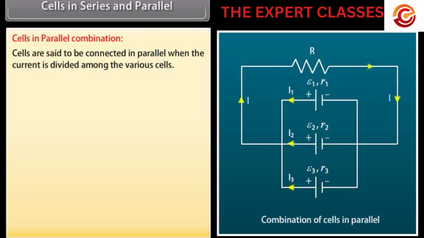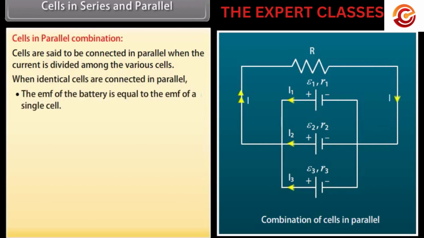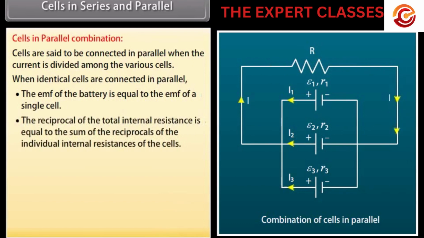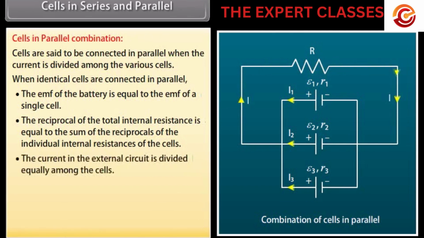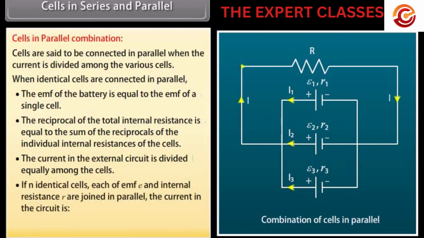When identical cells are connected in parallel, the EMF of the battery is equal to the EMF of a single cell. The reciprocal of the total internal resistance is equal to the sum of the reciprocals of the individual internal resistances of the cells. The current in the external circuit is divided equally among the cells. If n identical cells, each of EMF E and internal resistance R, are joined in parallel, the current in the circuit is equal to nE divided by (nR + r).